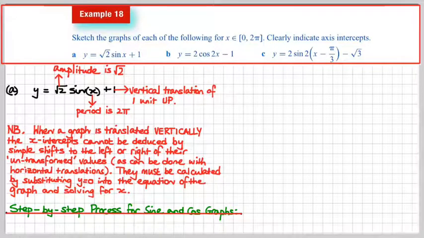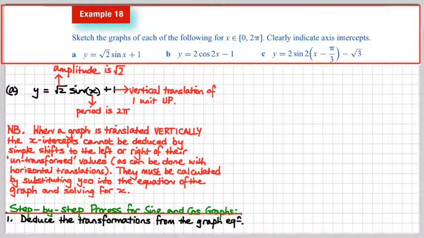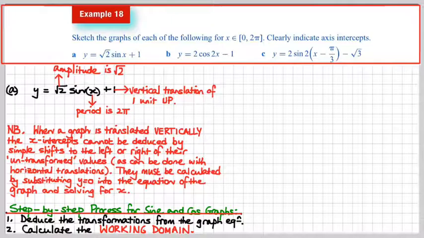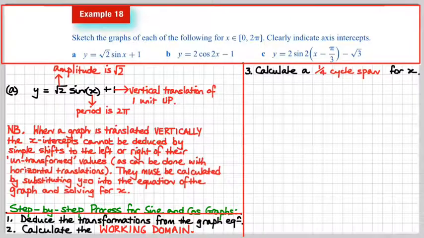So here's a step-by-step process for analysing and sketching sine and cos graphs. The first thing we must do, number 1, is deduce the transformations from the graph equation, which we've already done. So that's first cab off the rank done. Then you work out what I call the working domain. That is the domain in which we calculate the x-intercepts, without overshooting. You don't have to do it that way, but that's the way I do it. Otherwise you overshoot until you get out of range. I just like to work it out properly from square one.